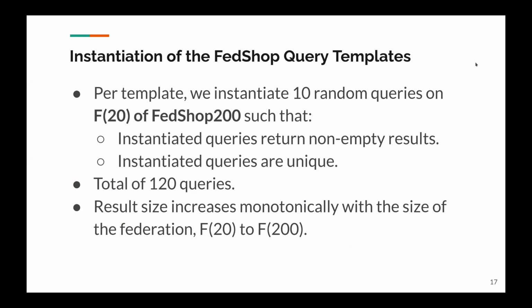So we instantiate each of these 12 templates 10 times into 10 different queries. We make sure that these queries produce non-empty results. We make sure that these queries are duplicate free, so we really have 10 different ones for each template. This gives us an overall of 120 queries. And we also observe that for each of these queries, the result size increases with an increasing number of federation members.